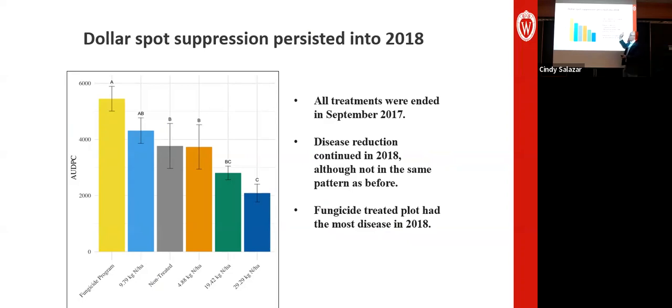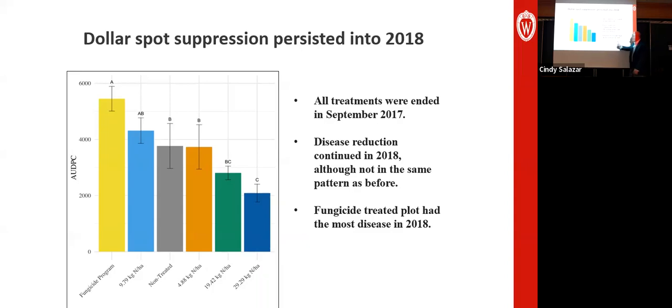And then we ended the study. Ron got his master's degree, went off to work for Syngenta, where he's at now. And then we just let that plot go the next year. We didn't do anything to it except mow it and water it. And what we found in 2018 is that the pattern held. The high rate of nitrogen still had the lowest level of dollar spot the following year.